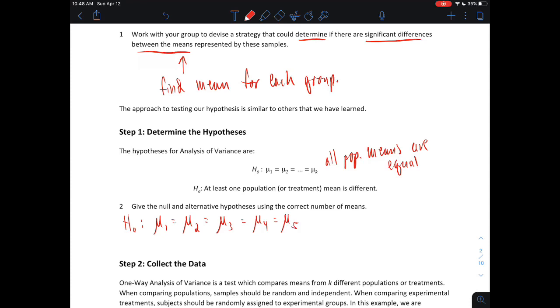Whereas the alternative hypothesis is that at least one of the population means is different. We could say the same thing: at least one of the means, meaning one of those 5 that we just listed, is different. We just need one of them to be different in the alternative hypothesis.